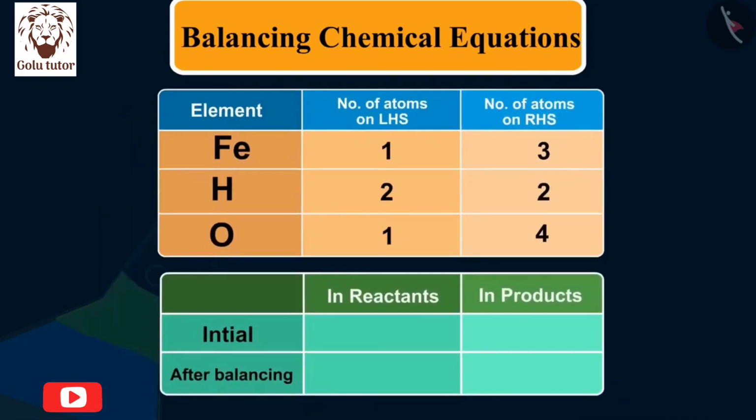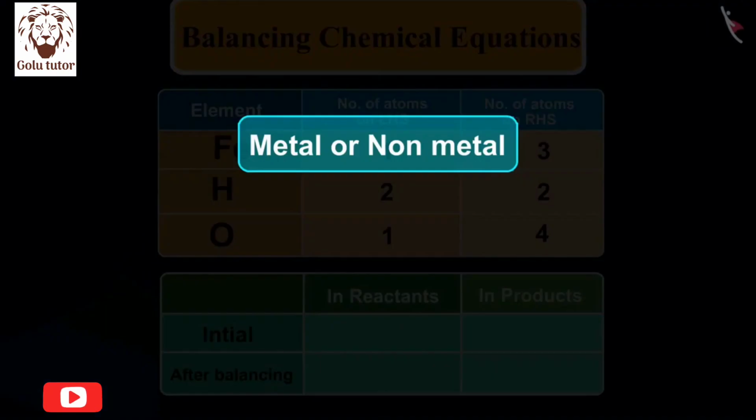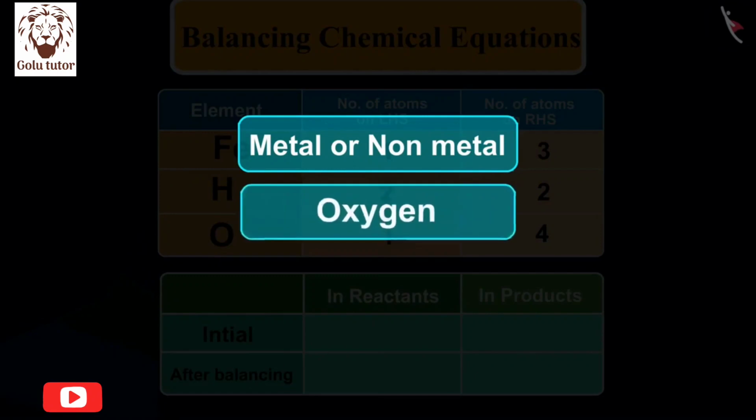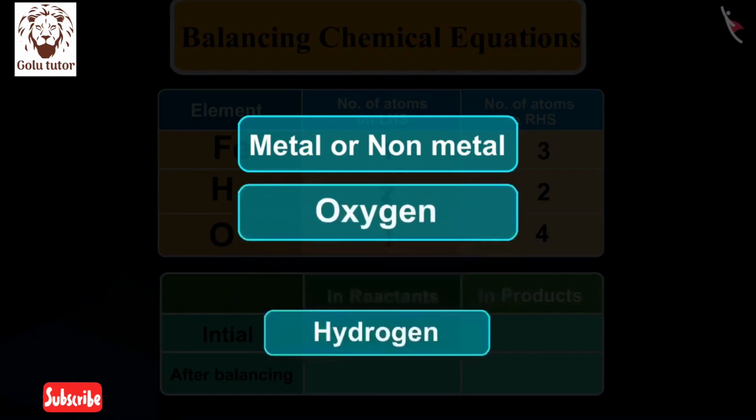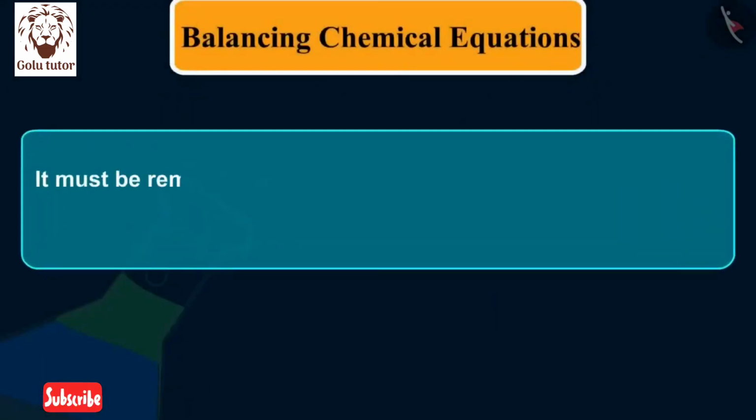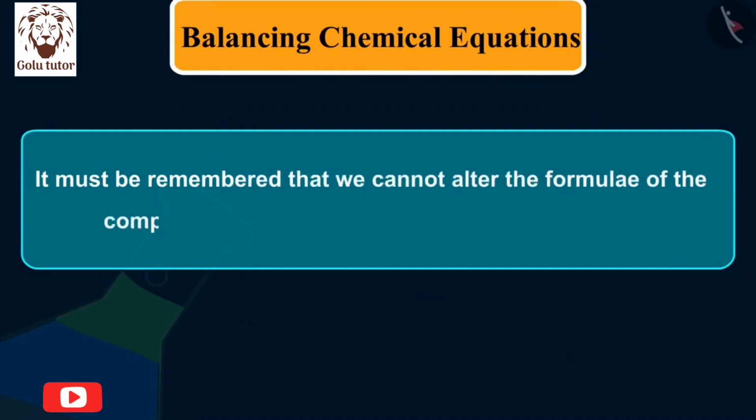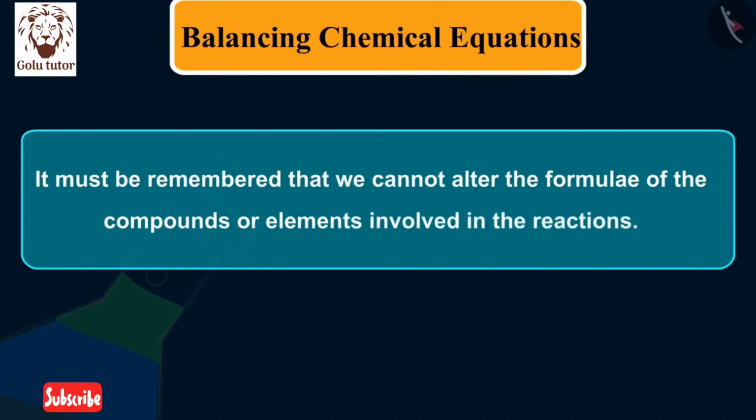It is often convenient to start balancing with the compound that contains the maximum number of atoms. Or we can also balance the metal or non-metal first, then oxygen and hydrogen. It must be remembered that we cannot alter the formulae of the compounds or elements involved in the reactions.